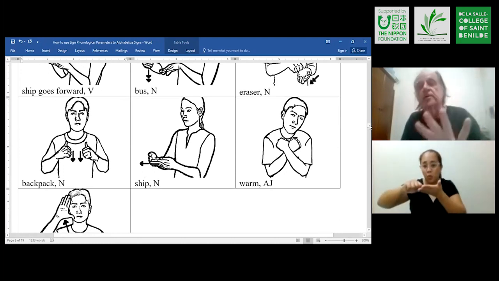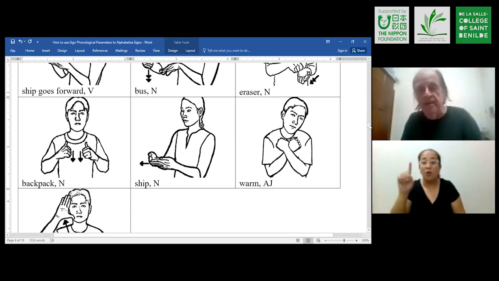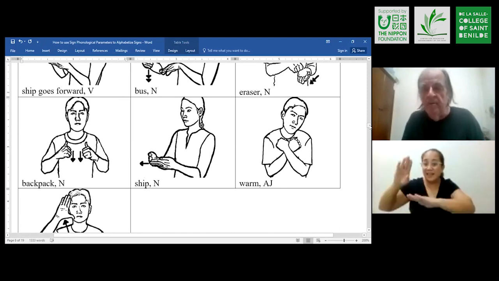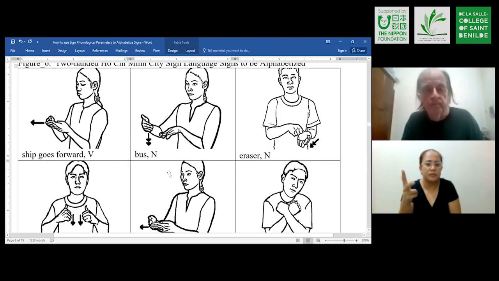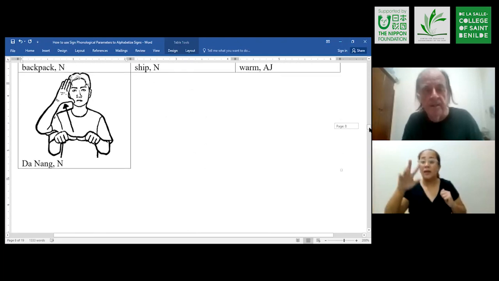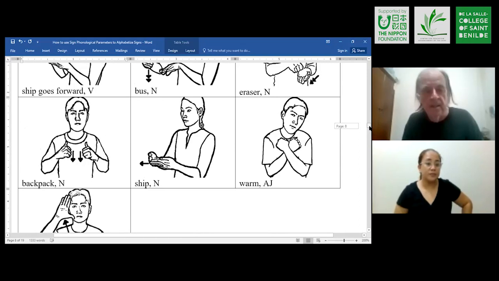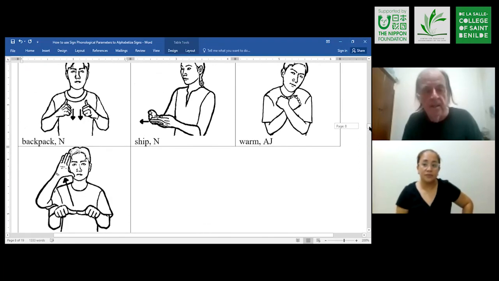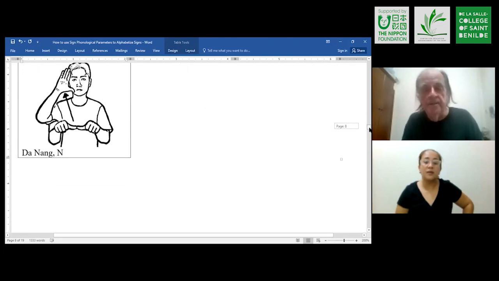Now we haven't looked at the non-dominant hand shape yet. We're only looking at the dominant hand shape, okay? All right. So we should see eraser and then warm. And then what goes next? Go back up to the top. Peeps is saying backpack. Backpack, yes. And then what goes next? Da Nang, right? That's a city name.